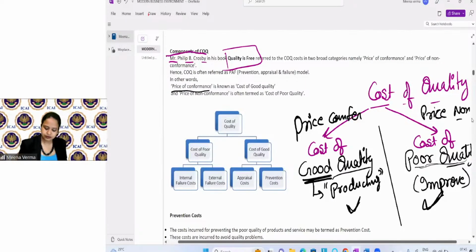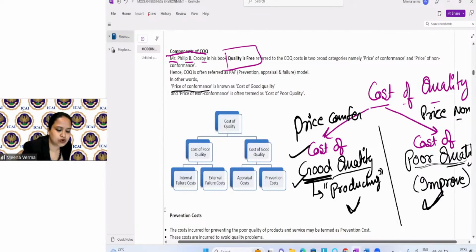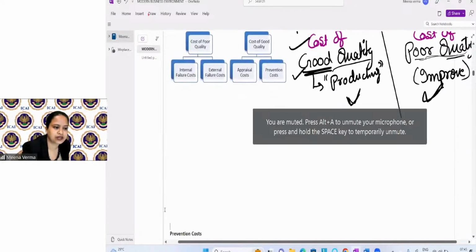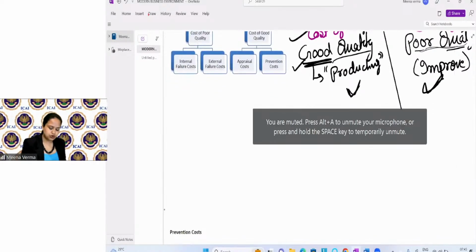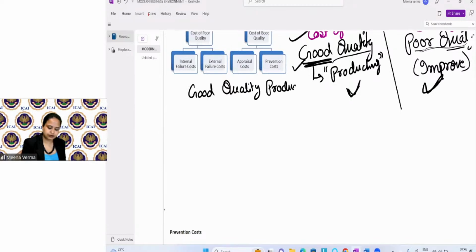Now let's try to understand. The cost we will incur to produce a good quality product always is the cost of good quality. It will include two costs, prevention cost and appraisal cost. Let's understand this: we always want to produce good quality product. We are always producing a good quality product. How is it possible that we are always producing a good quality product?